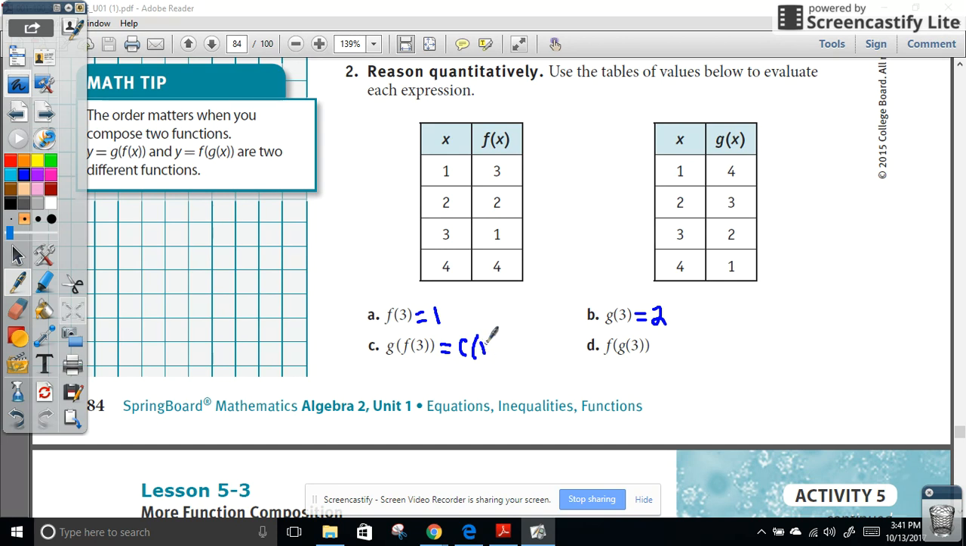So now they're asking me to find what's the value of the g function when x is 1. So here's the g function, x is 1. So the final answer is 4. This is like 2 problems in one. Find the value of the g function when x is 3. The value of the g function when x is 3 is 2.